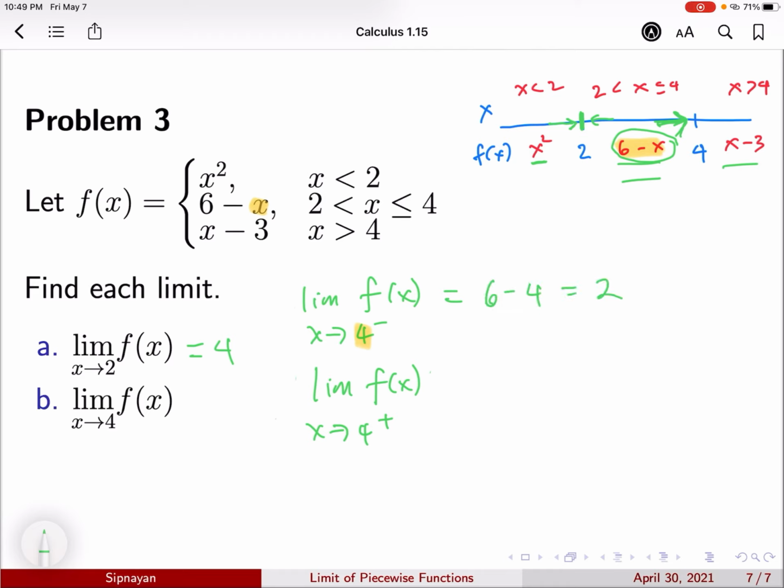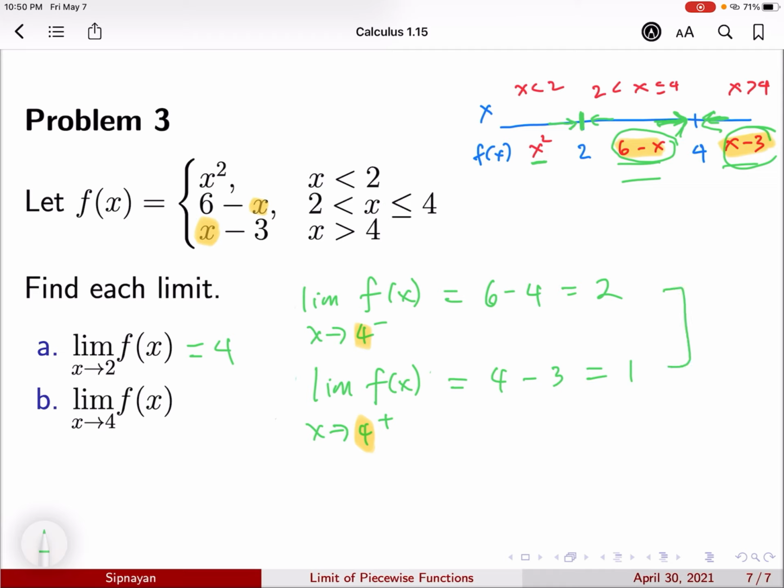What about the limit of f of x as x approaches 4 from the right? Ito naman yun. Itong part na to. And ito naman yung kanyang corresponding expression. This means that we will substitute 4 sa x ng pangatlong expression because x minus 3 is the corresponding expression. So this is equal to 4 minus 3, which is equal to 1.